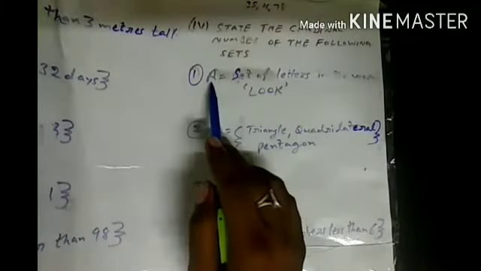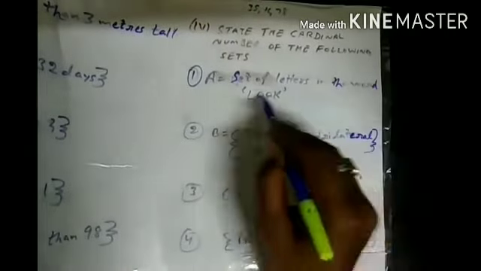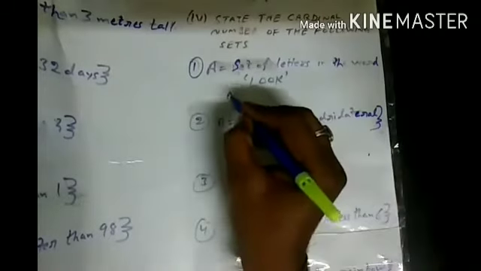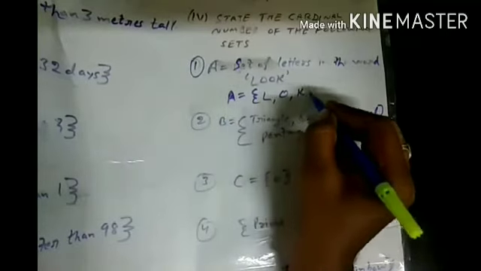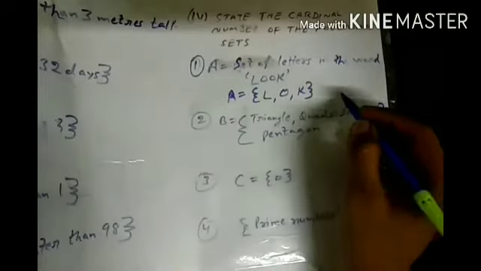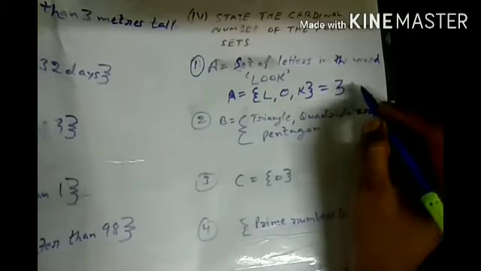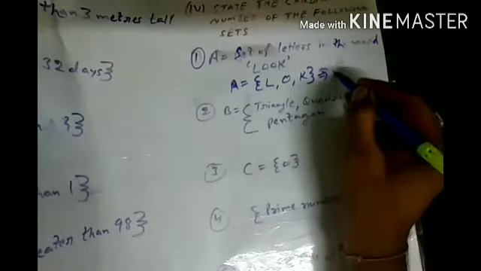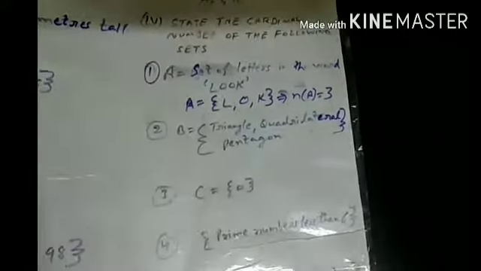So the first question is A, the set of letters in the word look. Now I will have to make the set and then count the numbers. So the set A will be L, O and K. How many members are there in the set? 3. Therefore the cardinal number is 3, or I can write in the proper way, implies number of elements in A is equal to 3. This is the answer. Clear?